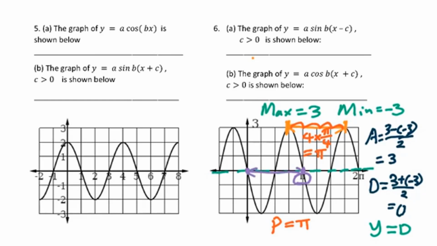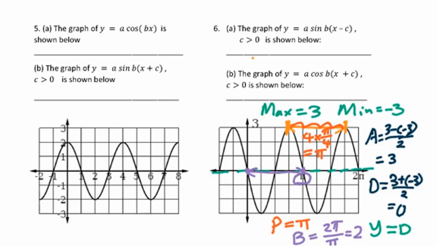So you don't have to do any math. You know the period is pi. After you get the period pi, you can get the B. That's 2 pi over P, which equals 2. So we figured out A, B, D.